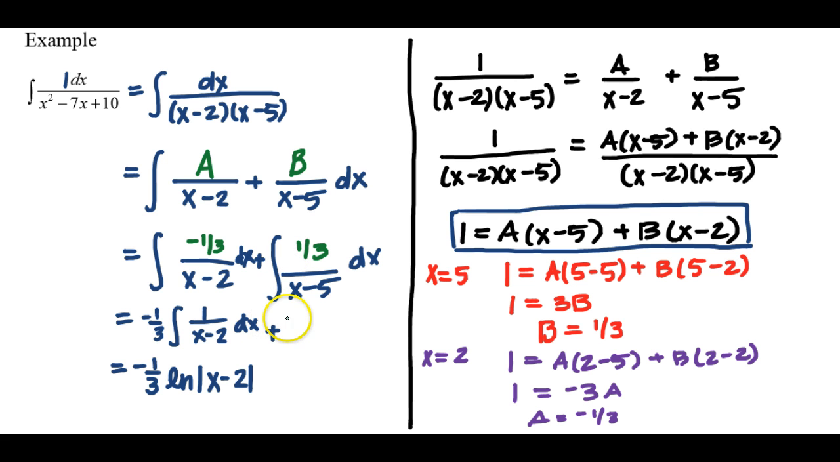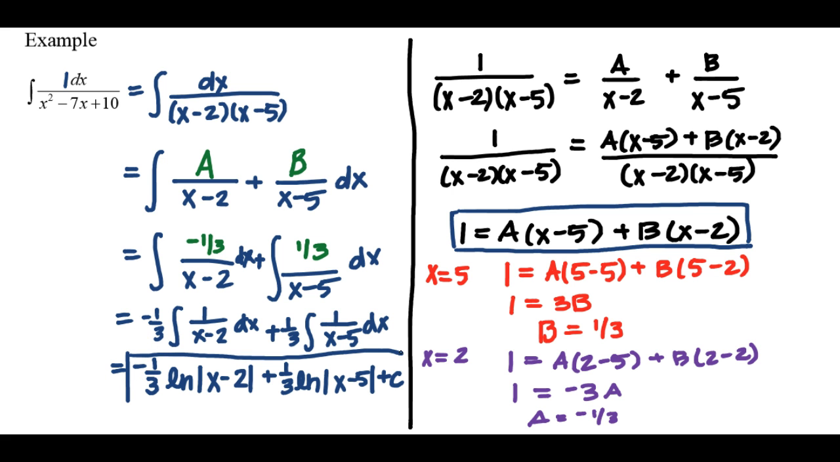And now this second integral, I can pull out the 1/3, and I'm going to get 1 over x minus 5 dx. Again, the u substitution that we would perform, letting u be the denominator, would give us just dx. So I end up with 1/3 the natural log of x minus 5 in absolute value bars. Indefinite integral needs a plus C. So this is my final answer.